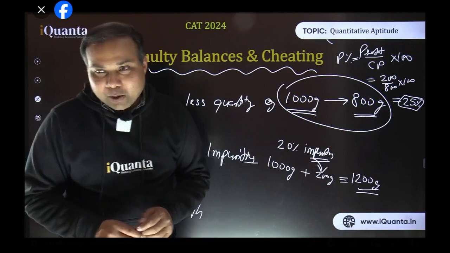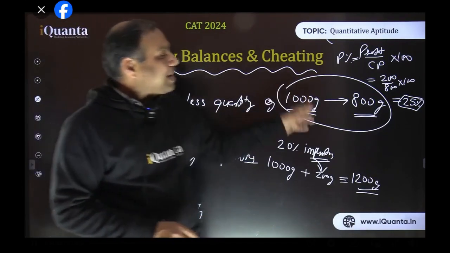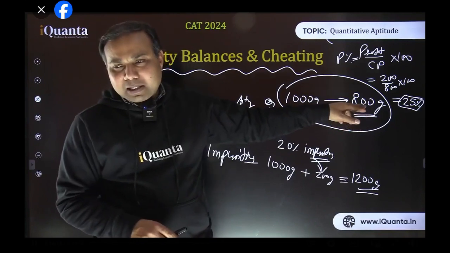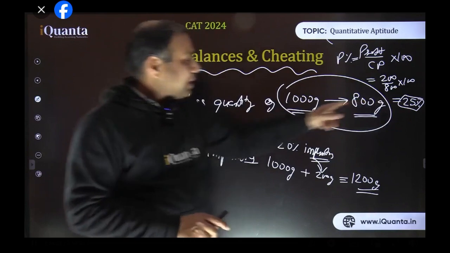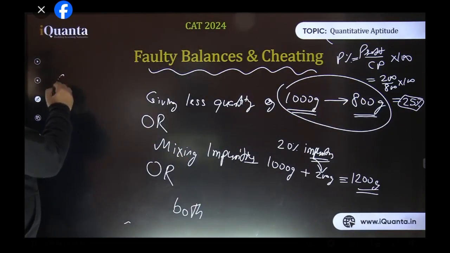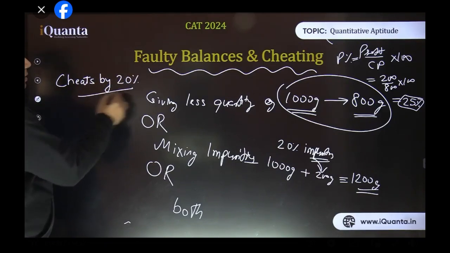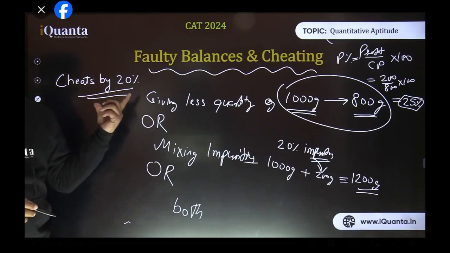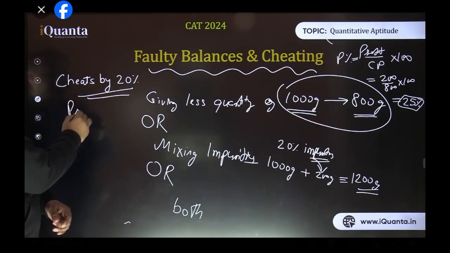Exactly. बिल्कुल. So if it says that a person cheats by giving 20% less quantity, that means that is giving him a profit of 25%, right? Can I say like that? Let's say a shopkeeper cheats. If I say a shopkeeper cheats customer by 20%, and he claims to sell the goods at cost price. So what will be profit percent?